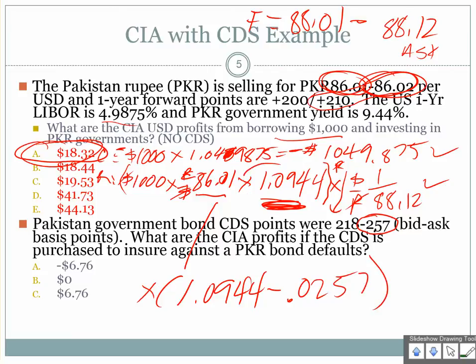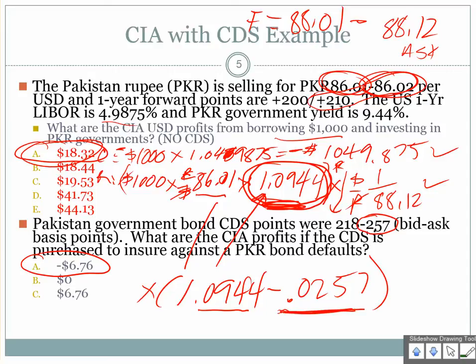So all I'm going to do is make one little substitution in this equation. I'm not going to get 9.44% on my investment in the bond. I'm going to get 9.44%, but I'm going to simultaneously enter into a contract to give up 257 basis points of that 9.44% interest to guarantee that the bond gets paid. Once you add this adjustment and reduce your interest by your CDS cost, you realize that, oh my God, I actually lose money in this strategy.